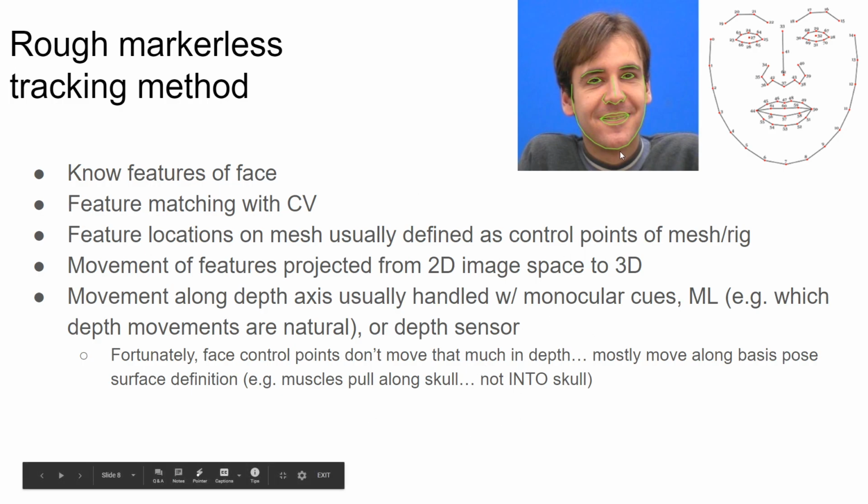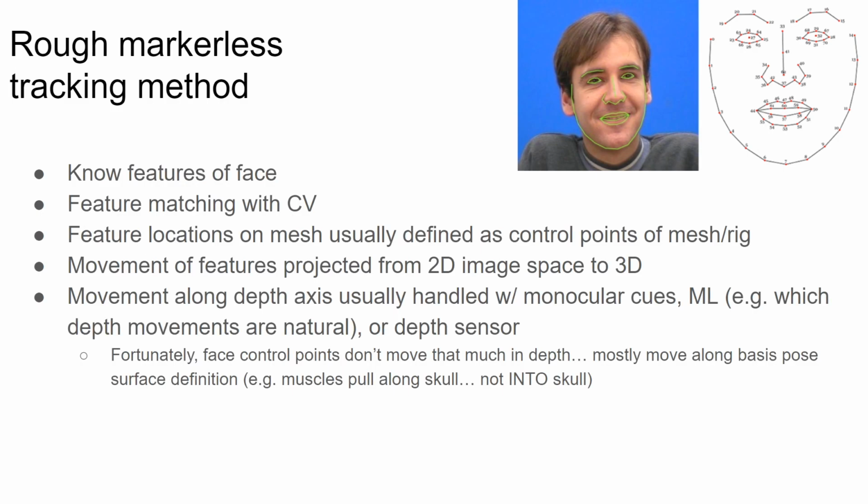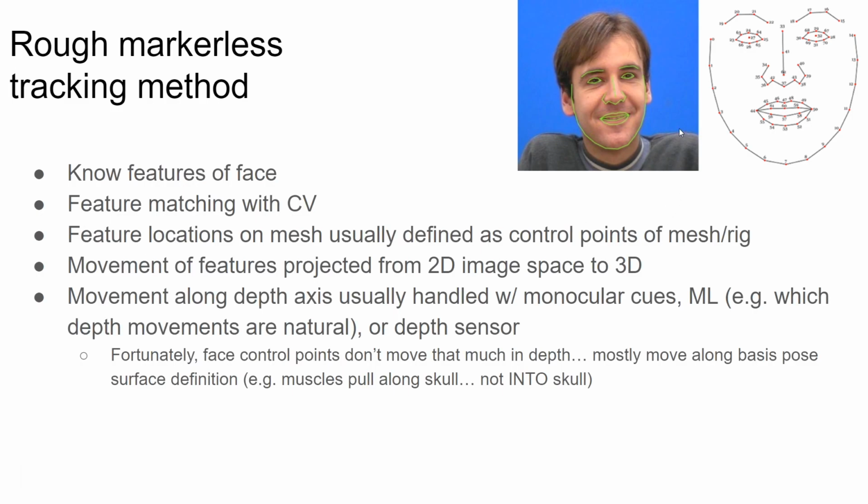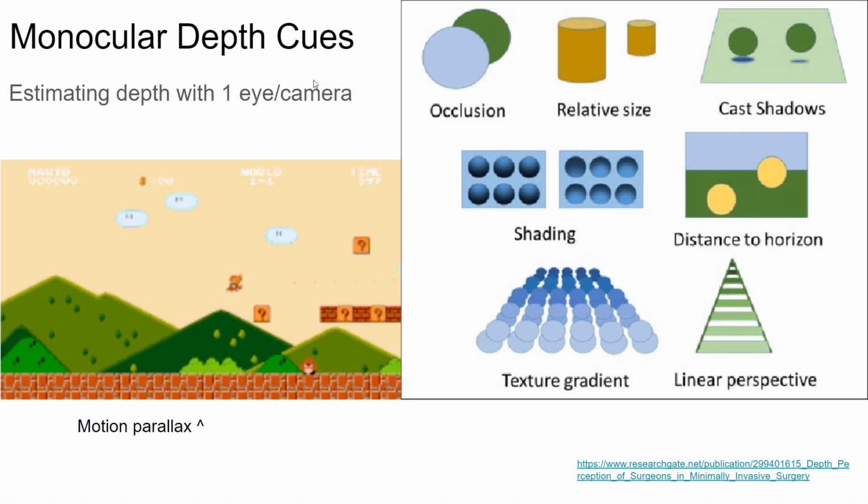Fortunately, faces are still pretty easy, even in the case of depth, because facial control points don't really change that much in depth. They tend to move along the surface of your face. So, the muscles will pull a feature point along the skull, but not into the skull. So, you can guesstimate where the skull is and use that to figure out, if this feature has moved some amount of distance over time, where would it be relative to the skull? And this is a very simplified version of the method.